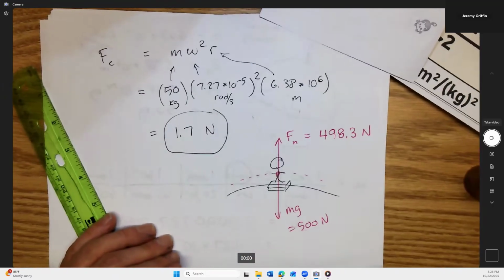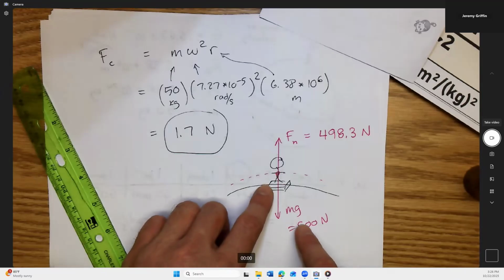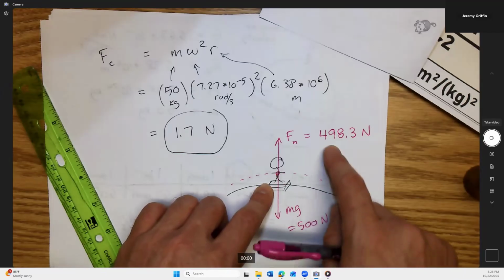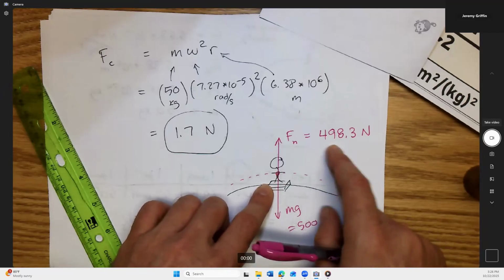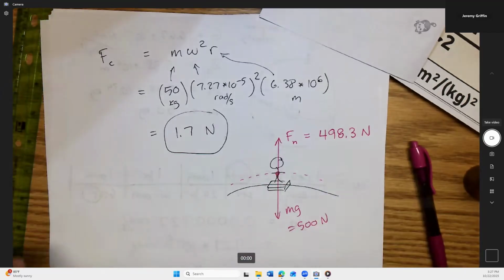You see it? Okay. Now, if this guy was standing on a scale at the North Pole, the scale reads 500 newtons. He goes to the equator, the scale then reads 498.3. A little bit less.